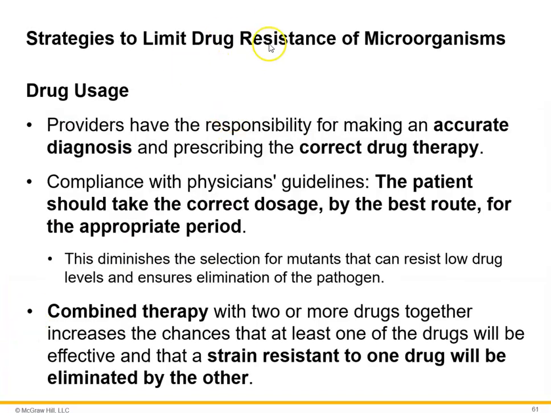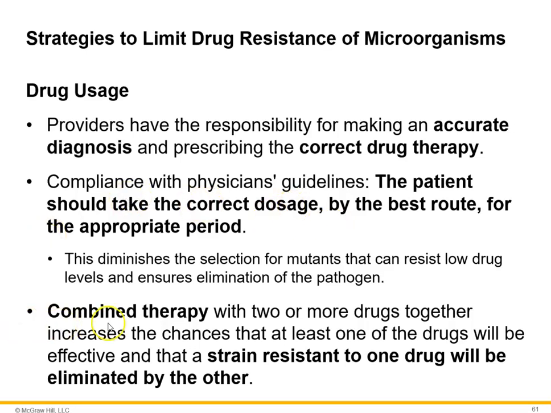So how do we limit drug resistance? Well, it's going to be all about how we use these drugs. For example, providers have the responsibility to make an accurate diagnosis and then correctly choose a corresponding drug for that diagnosis. Patients have a responsibility to take the drug as prescribed, especially for the prescribed amount of time.